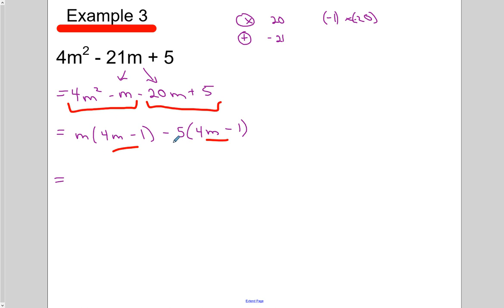Okay, so let's factor a 4m minus 1 out of both terms. I factor a 4m minus 1 out of my first term. What's left over? There's an m. I factor a 4m minus 1 out of my second term. What's left over? Negative 5. So there we go. I factored those: 4m minus 1 times m minus 5.